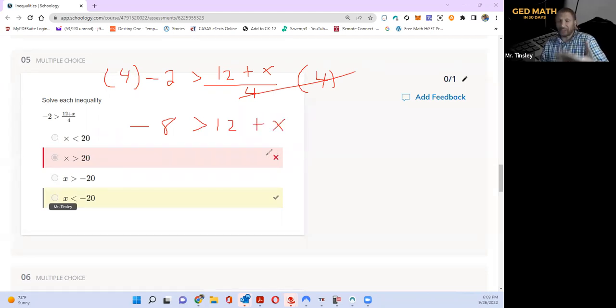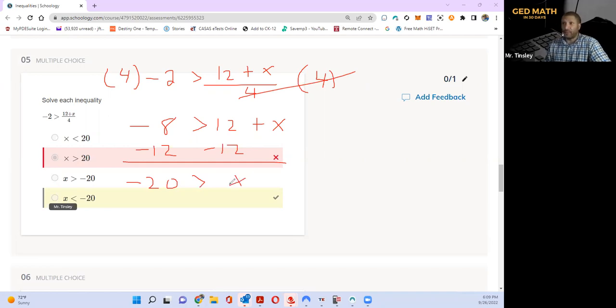Then you keep asking yourself the same thing. Is x by itself? No, it is not. 12 is also on that right side, so we need to get rid of that 12. The opposite of plus 12 is minus 12. Whatever I do on one side, I do on the other. I combine the terms and I get negative 20 is greater than x.